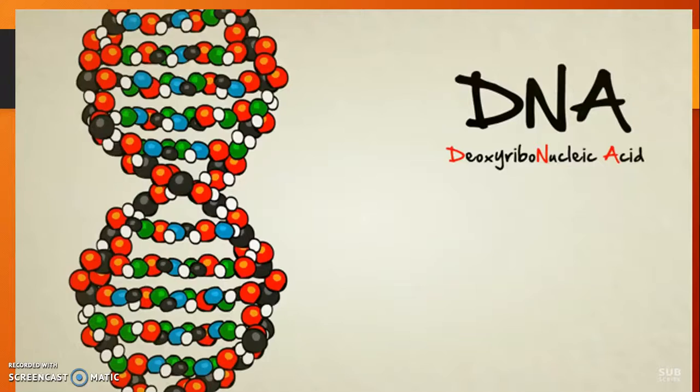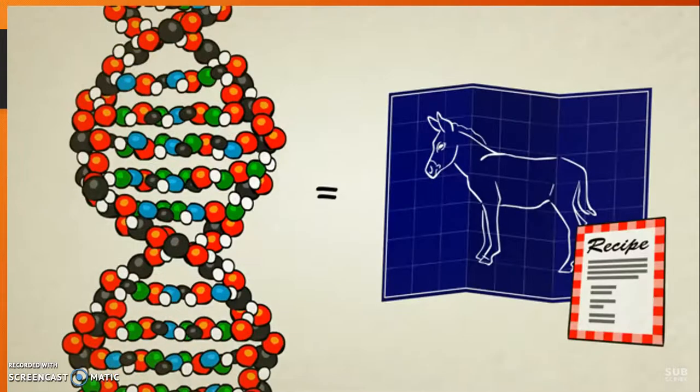DNA is an acronym for deoxyribonucleic acid. It's a molecule in which a bunch of atoms stick together, and these atoms in DNA combine to make a ladder shape or a helical shape. DNA is also the recipe or the blueprint of life.